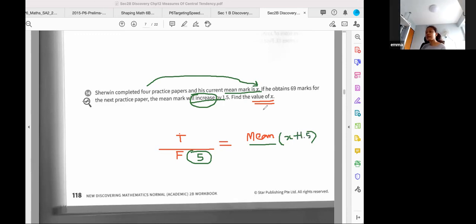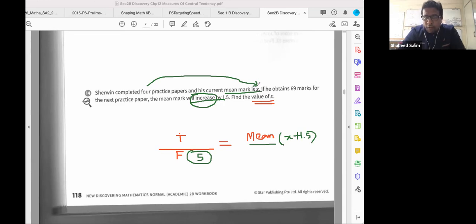You know, the mean they already give you. What's the mean x for the 4 papers? Now they say the mean, the average, will increase by 1.5. So x plus 1.5. The mean plus 1.5. It will increase by 1.5. So plus 1.5. What plus 1.5? X. Now what's the total down here?